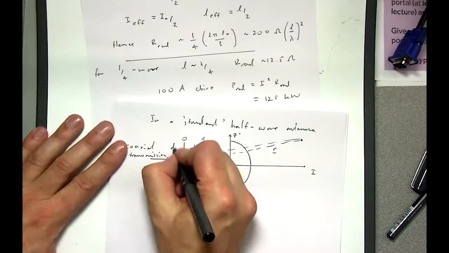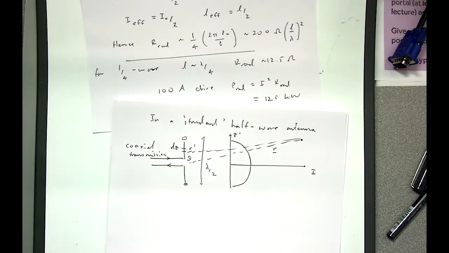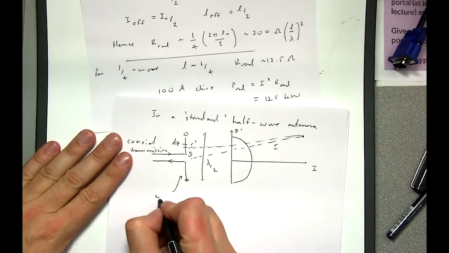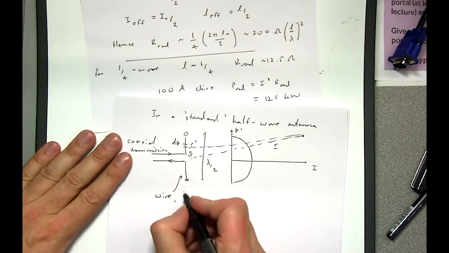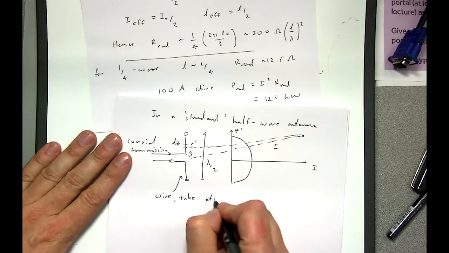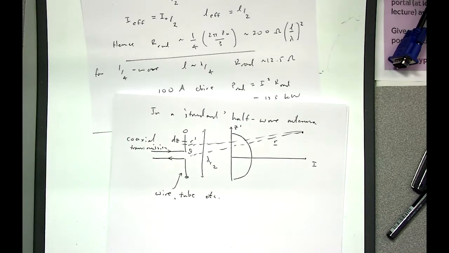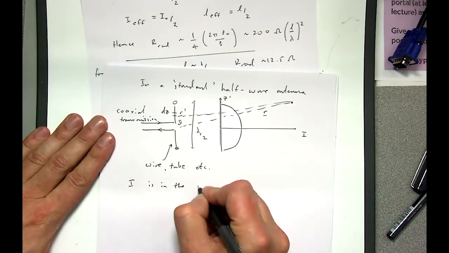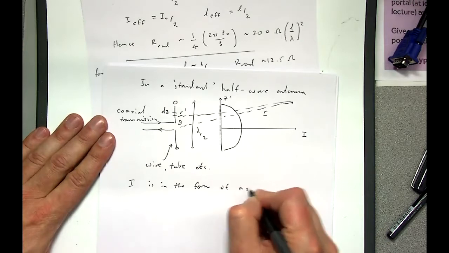So we're going to be adding up little pieces of current element, dz, each of which has part of that half sinusoid current profile. And just to fill in reality, these antennas take the form either of wires or tubes, anything that's conducting really, as long as the transverse dimension is small in comparison to all of these other dimensions. So we were saying that I is in the form of a standing wave.